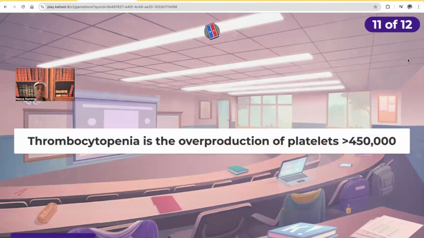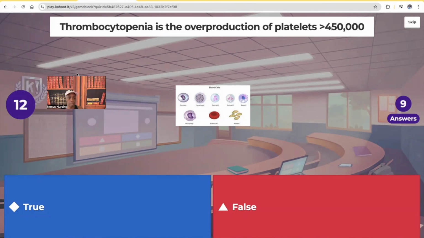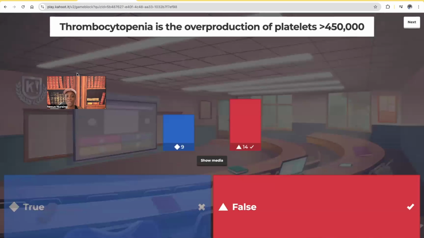True or false? Thrombocytopenia is the overproduction of platelets to more than 450,000. Is this true or is this false? Very good. It's false.